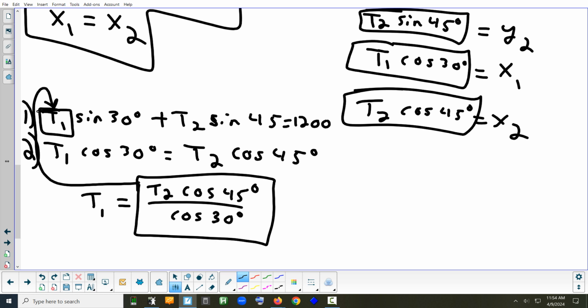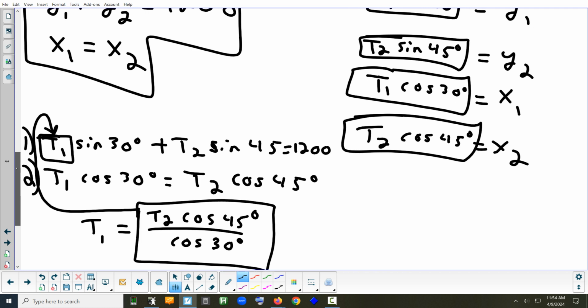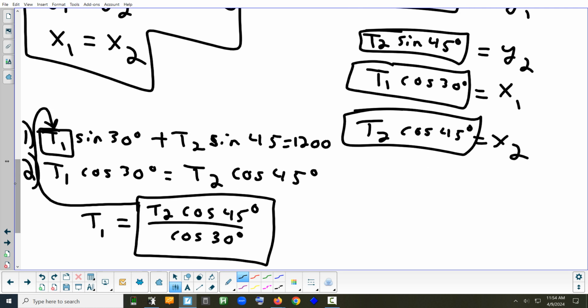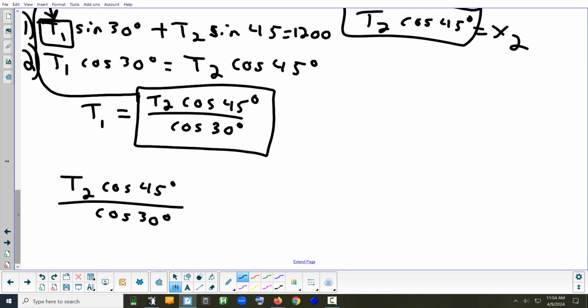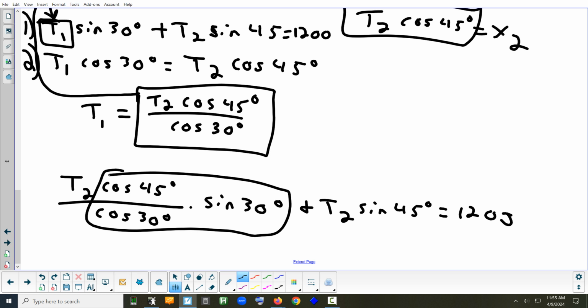All right, so T1 is T2 cosine 45 divided by cosine 30. So I got that part filled in. Fill in sine 30, plus T2 sine 45 equals 1200. We can type that all into a calculator and see what we get.